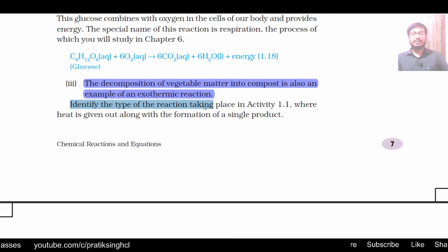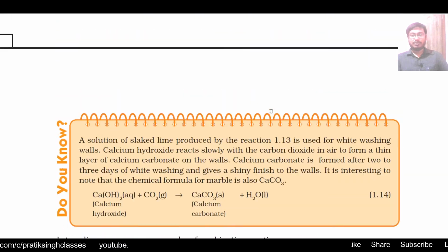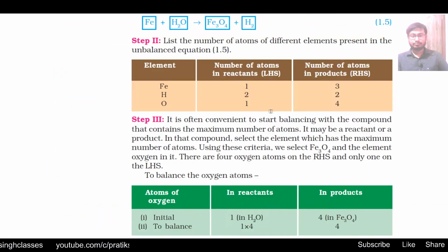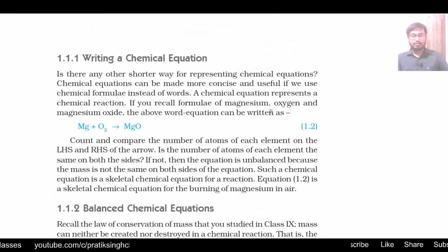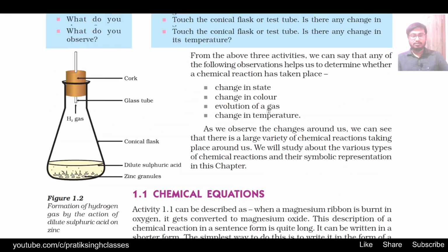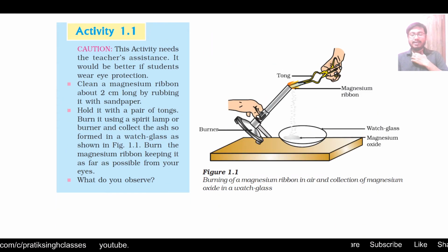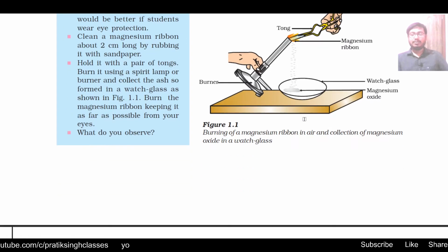Identify the type of reaction taking place in activity 1.1 where heat is given out along with the formation of a single product. So let us come to activity 1.1 once again. Here is the burning of magnesium in air, where we got magnesium oxide as a residue. Because magnesium burns in air, a huge amount of light and heat is produced. So this is also an example of an exothermic reaction.